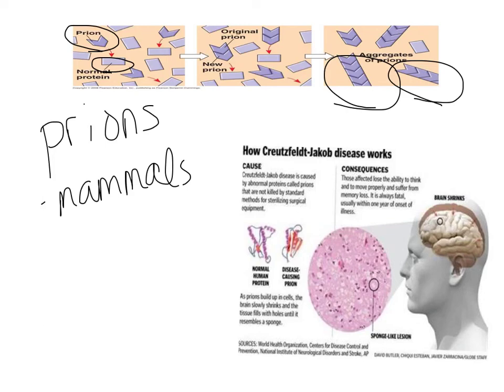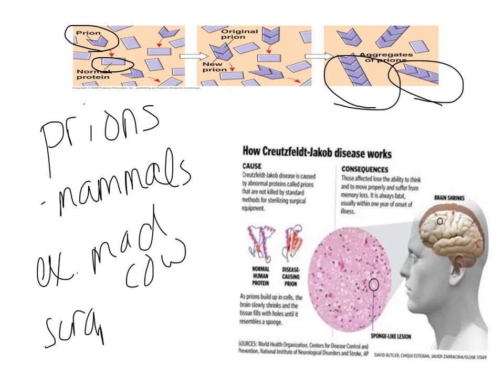These cause things like mad cow, scrapie, which is basically mad cow in sheep, brain disease in sheep, and what is called Creutzfeldt-Jakob, which is in humans. All of these proteins basically turn the mammal's brain into a sponge. They create holes in the brain, it becomes soft, and so they're usually lethal relatively quickly.